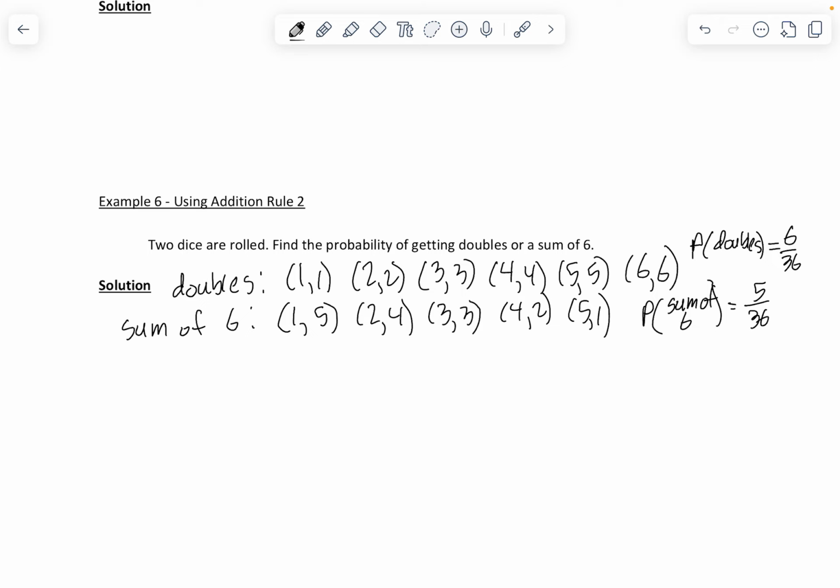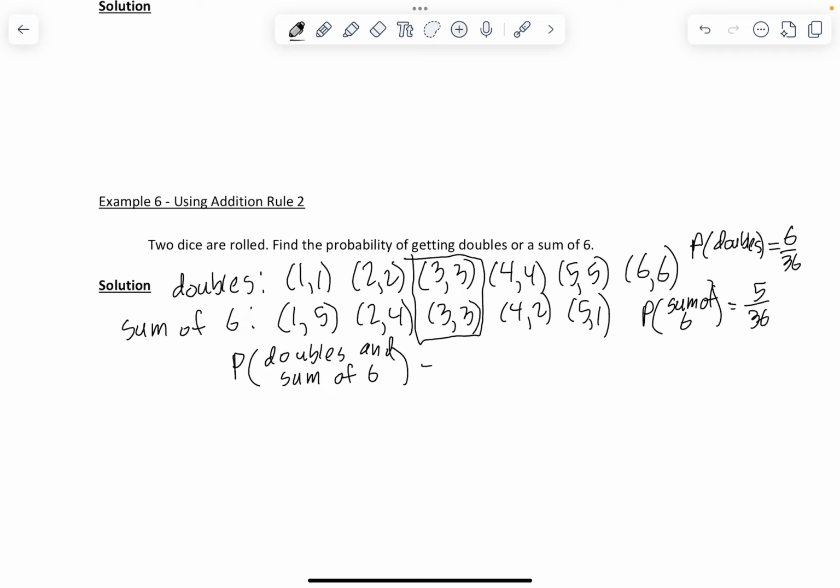Okay. There is one way of getting doubles and a sum of 6, right? You'll notice that, I can just circle it if I want to. The outcome 3, 3 is included in both, right? So we would say the probability of doubles and sum of 6 is equal to 1 out of 36, right?